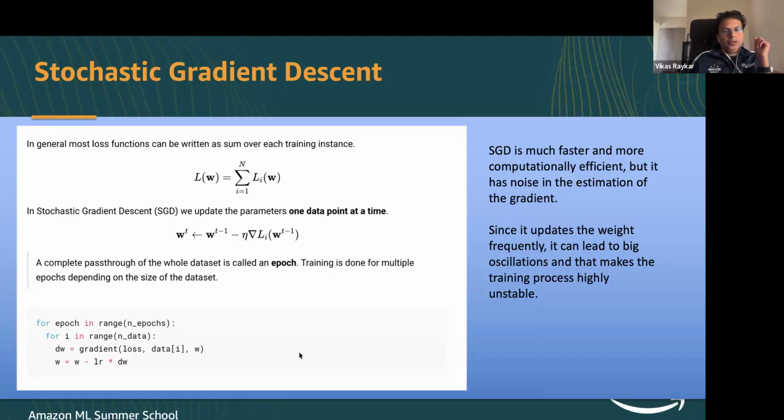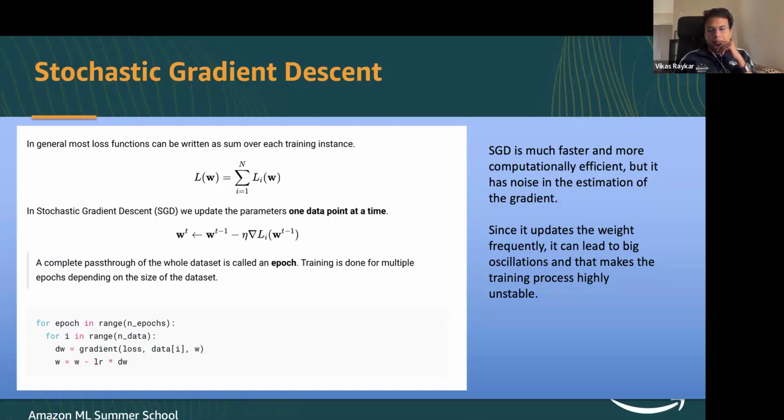In general, most loss functions can be written as a sum over the training instances. In stochastic gradient descent, we update the parameters one data point at a time. In gradient descent, you need to compute the gradient with respect to the entire data set. But let's go to the other extreme: we compute the gradient with respect to only one sample, one training example. This is what is called SGD. Then you apply the same standard gradient descent update formula.